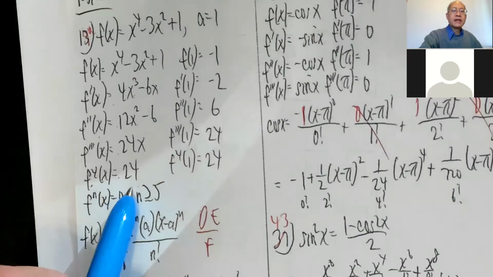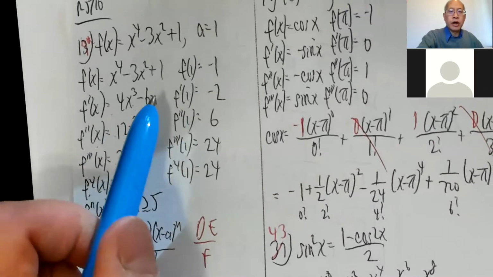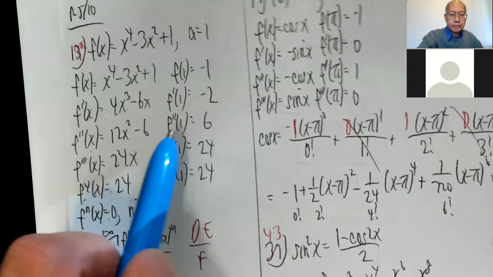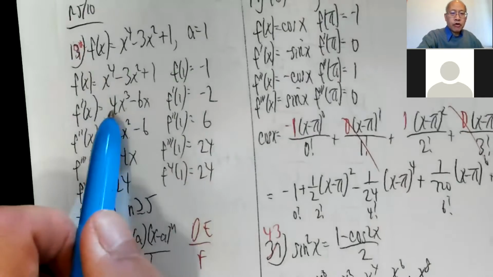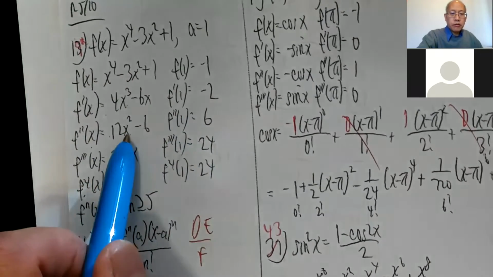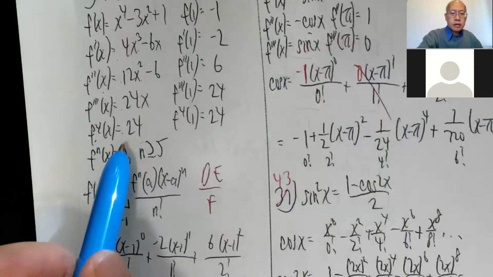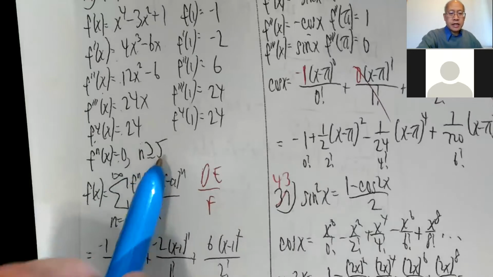Okay. And then instead of plugging in 0, I plug in 1. So 1 minus 3 plus 1 is negative 1. Put a 1 here, 4 minus 6 is negative 2. Put a 1 here, 12 minus 6 is 6. Put a 1 here, 24, 24, and that's it.